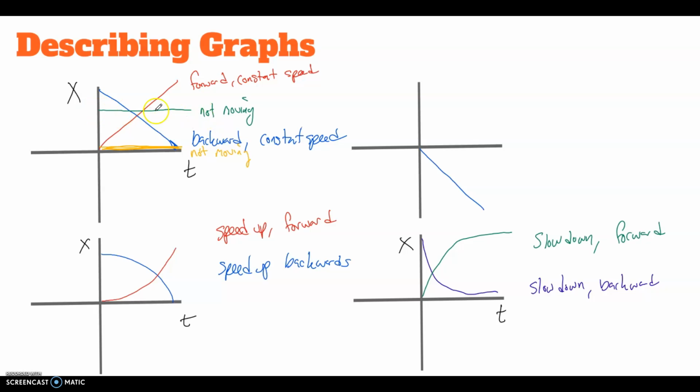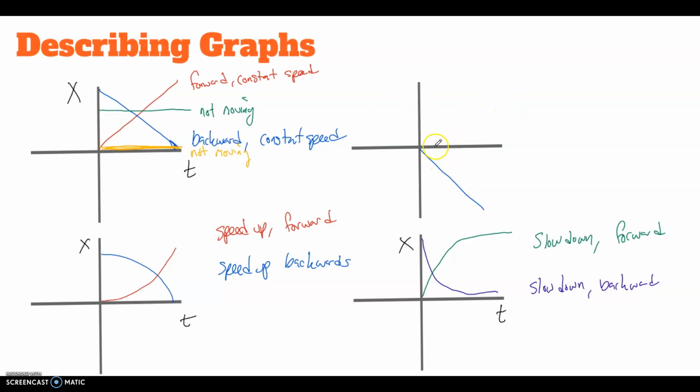The green line is horizontal, which means it's at one position and it stays at that position the entire time. That means that the object just isn't moving, and it stays not moving for the entire time that we're looking at. The yellow line actually shows the same thing, it's just located at a different position. So it looks like the object in the yellow line starts at 0 and it stays there, where the object in the green line was some distance away from 0 and it stayed there as well.